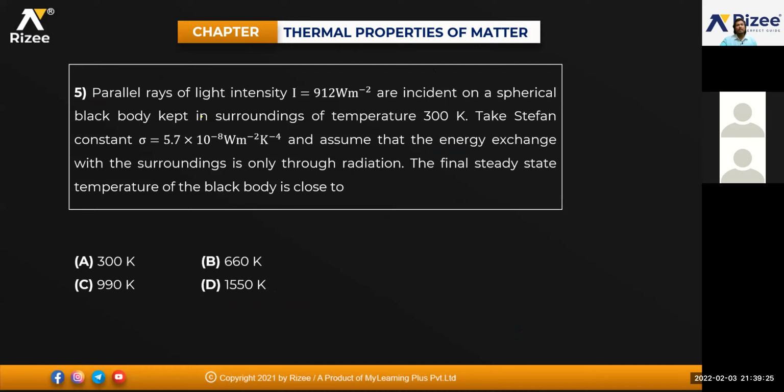Next one. Parallel rays of light of intensity I equal to 912 watt per meter square are incident on a spherical black body kept in a surrounding of temperature 300 Kelvin. Take Stefan's constant as 5.7 into 10 to the power of minus 8 watt per meter square Kelvin to the power of minus 4, and assume that the energy exchanged with the surrounding is only through radiation. The final steady state temperature of the black body is close to how much? So, black body radiation only.